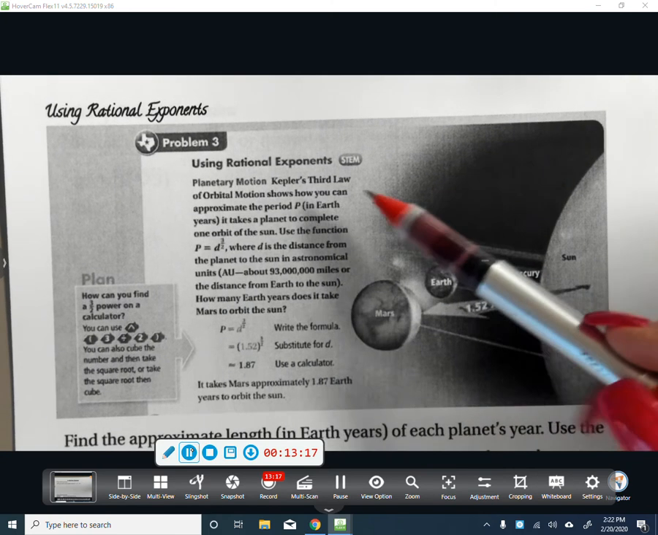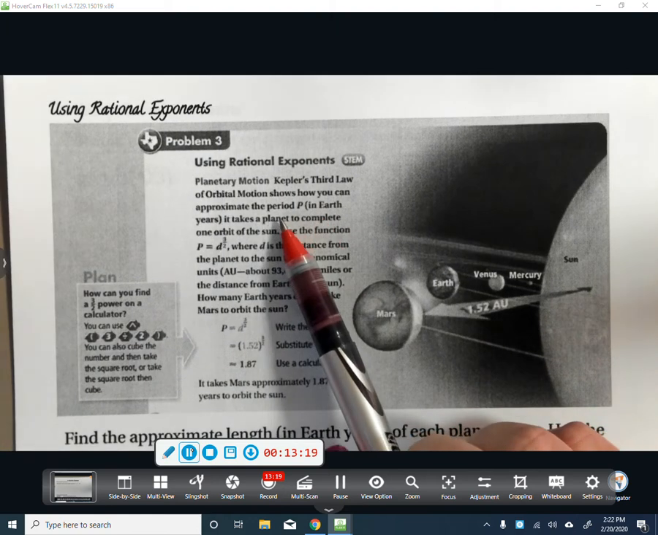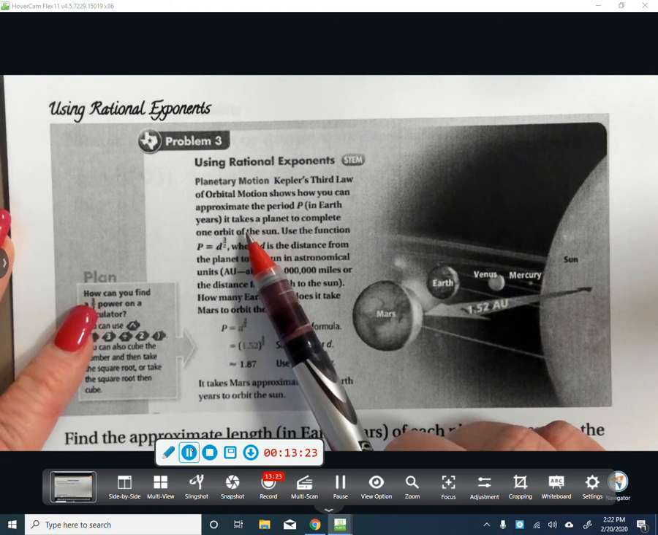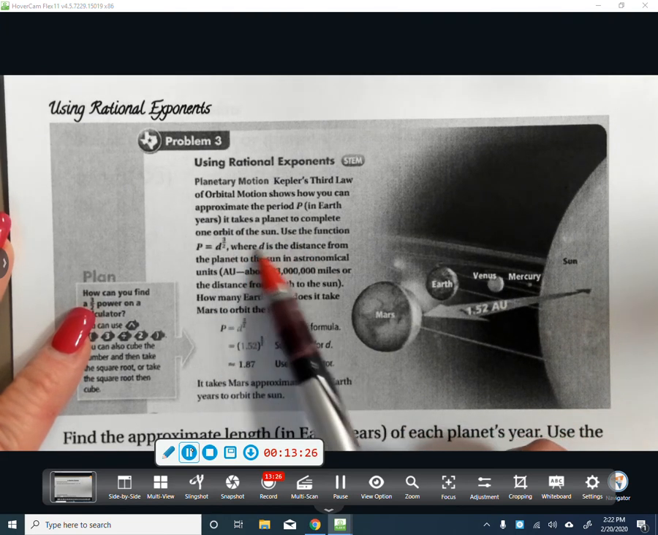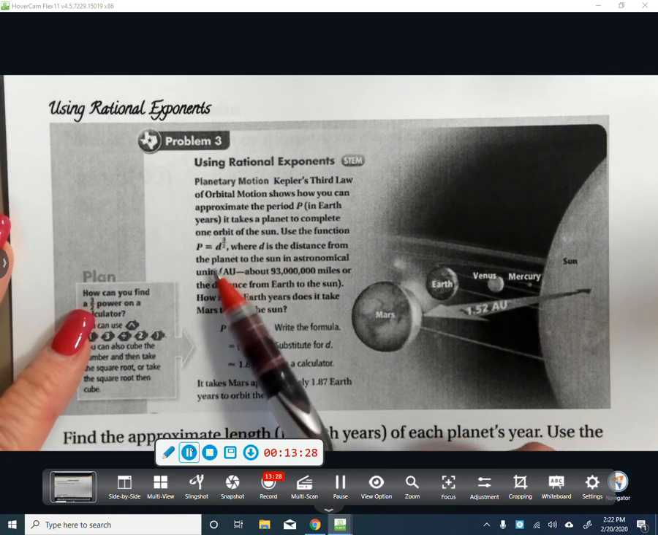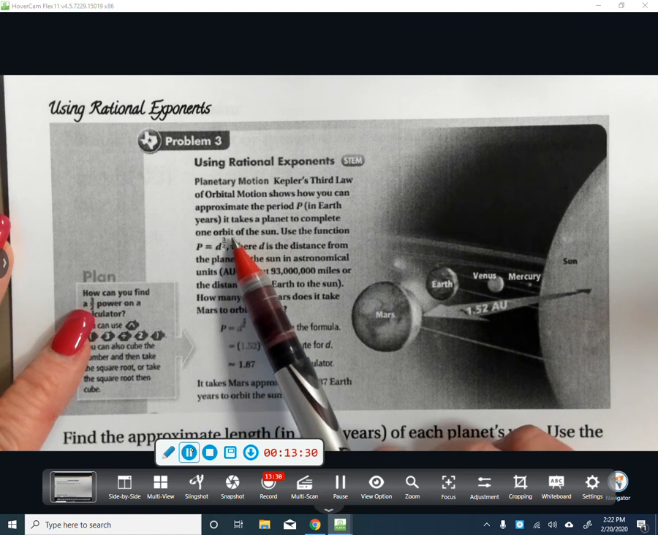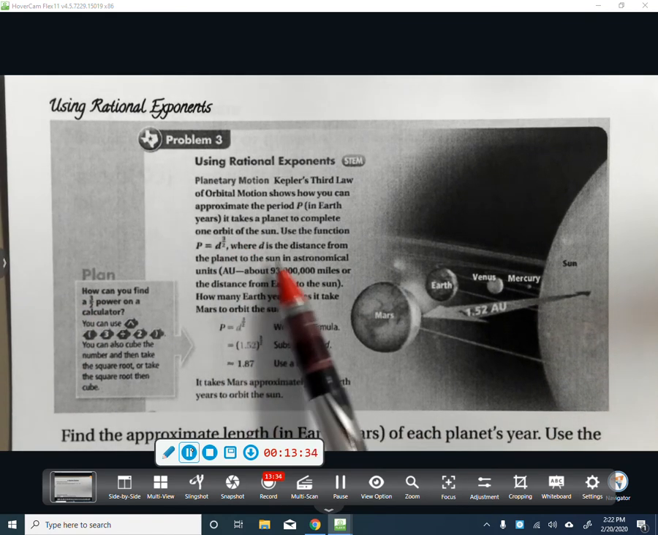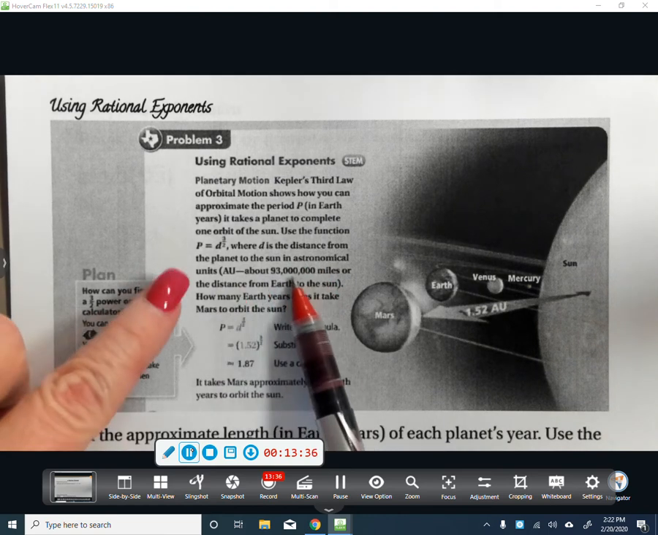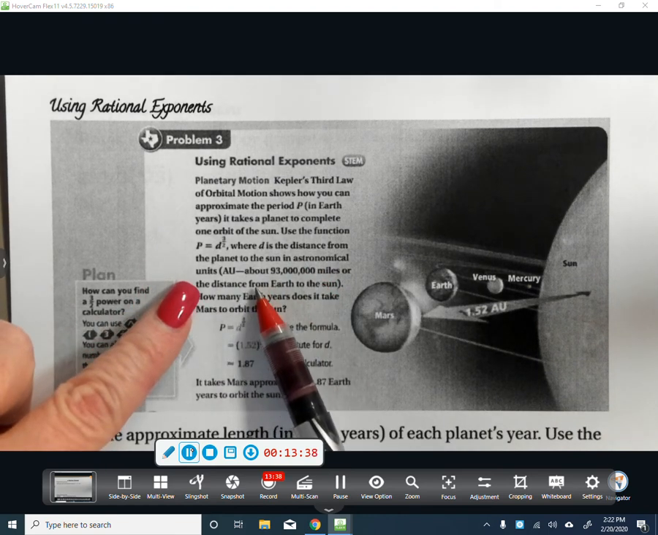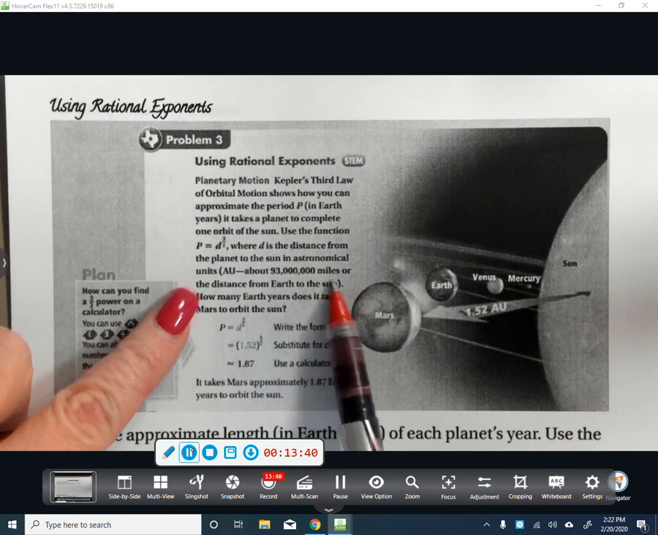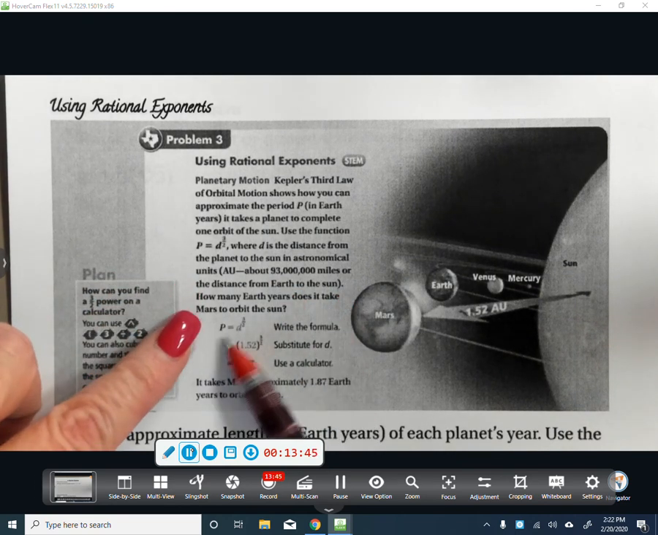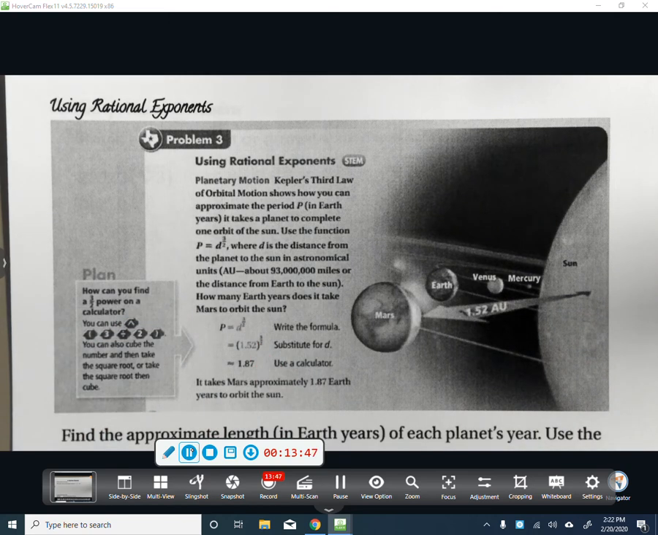Planetary motion is Kepler's 3rd law of orbital motion. It shows you how to approximate the period P in Earth years that it takes a planet to complete one orbit around the sun. Use the function P is equal to D to the 3/2 power. So I've got that rational exponent, where D is the distance from the planet to the sun in astronomical units, AUs, which is about 93 million miles, or the distance from Earth to the sun. And then we're going to ask ourselves, how many Earth years does it take?